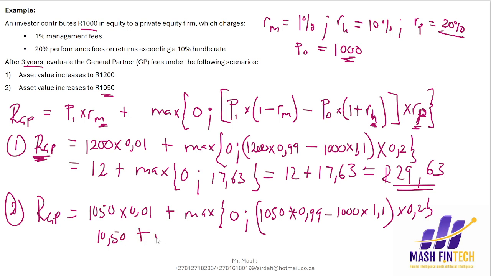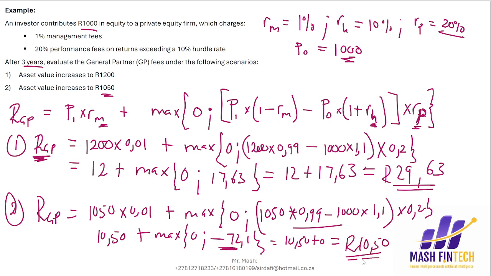Then you add the maximum of two numbers, 0 or this one, which is a negative. So this was a negative, I think it was negative 72.1, I'm not sure, but whatever the answer was, it was a negative. If you add these two, this becomes a 0, just 10 rand 50 cents plus 0. So this amount is going to be 10 rand 50 cents. So that becomes the answer there. This is sort of a short practice with simple numbers so that you understand how to use this formula.